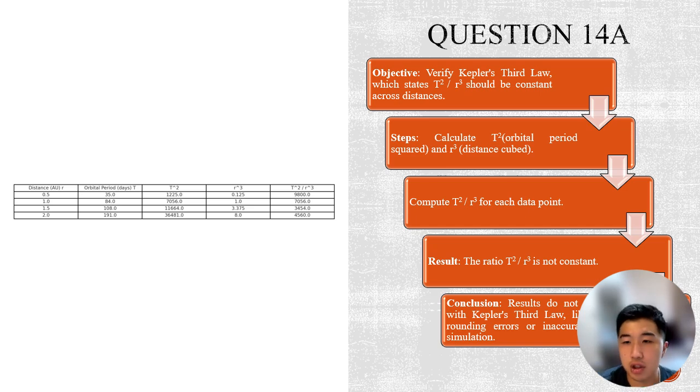While the results confirm the proportionality between T squared and R cubed, the T squared over R cubed ratio was not constant. This suggests that the discrepancies were likely due to rounding errors or inaccuracy in the simulation data, rather than a violation of Kepler's third law. Despite these minor inconsistencies, the relationship between orbital period and distance was still evident, validating the core principle of the law.